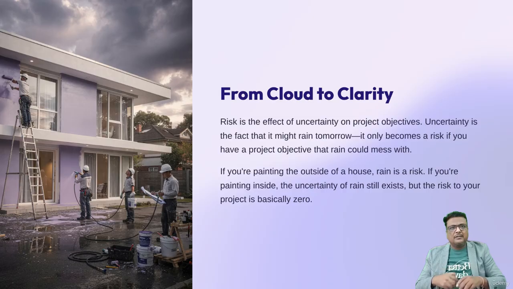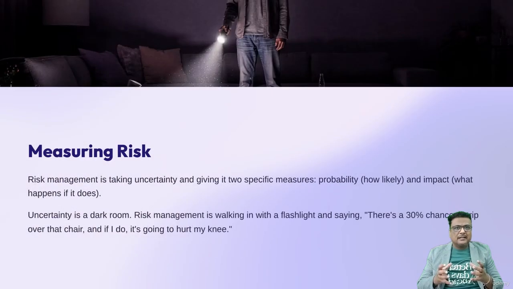So now that we've mastered the difference between a general unknown and a specific risk to our goals, you might be wondering how we actually measure these risks to take control. Well, that brings us right into our next step, which is adding numbers to the maybe. Now watch how this connects to how we actually manage things. When we talk about risk, we are taking that uncertainty and giving it two specific measures: how likely it is to happen, the probability, and what happens if it does, the impact.